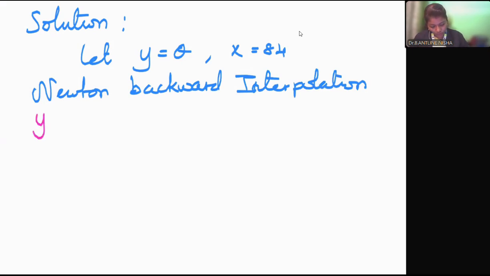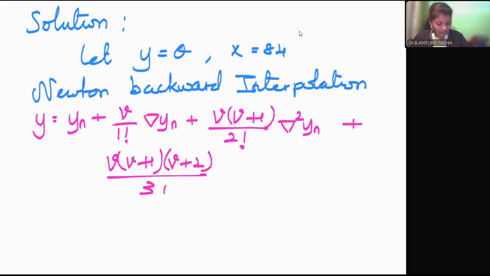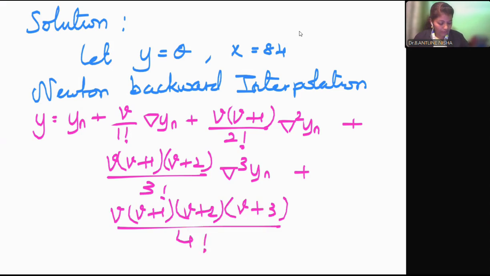So, y is equal to yn plus v by 1 factorial into del yn plus v into v plus 1 divided by 2 factorial into del square yn plus v into v plus 1, v plus 2 divided by 3 factorial into del cube yn plus v into v plus 1, v plus 2, v plus 3 divided by 4 factorial into del power 4 yn plus etc. It goes on. Okay, this is the formula for Newton backward interpolation.